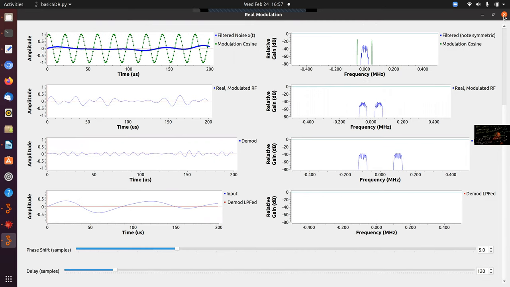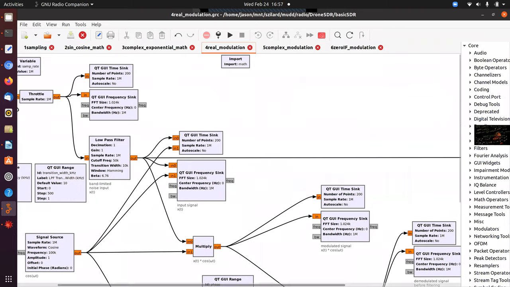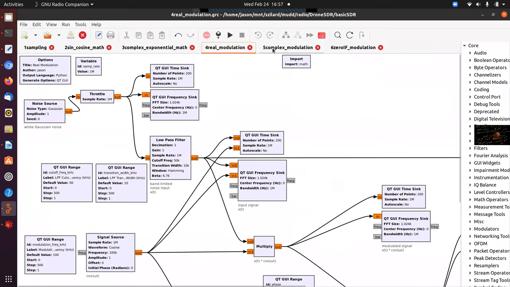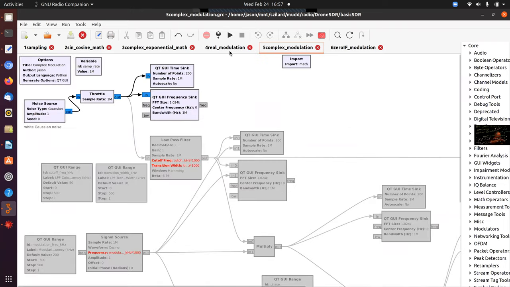So let me skip to the next section, which is just doing all this stuff with complex numbers. And you might think this is more complicated because complex numbers are more complicated, but really conceptually, mathematically, it ends up being a little bit simpler. So let me do the same set of steps here.